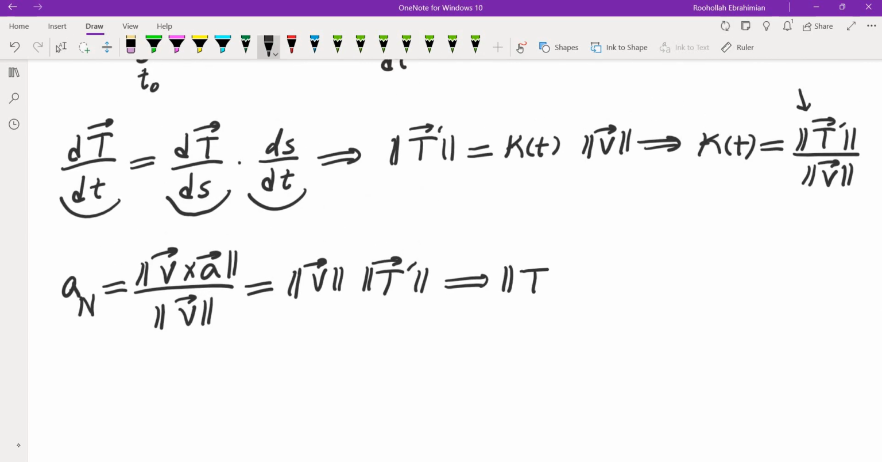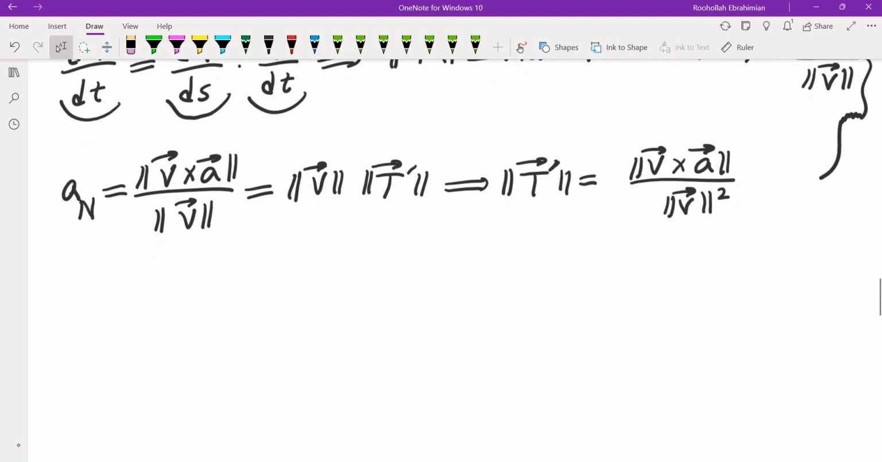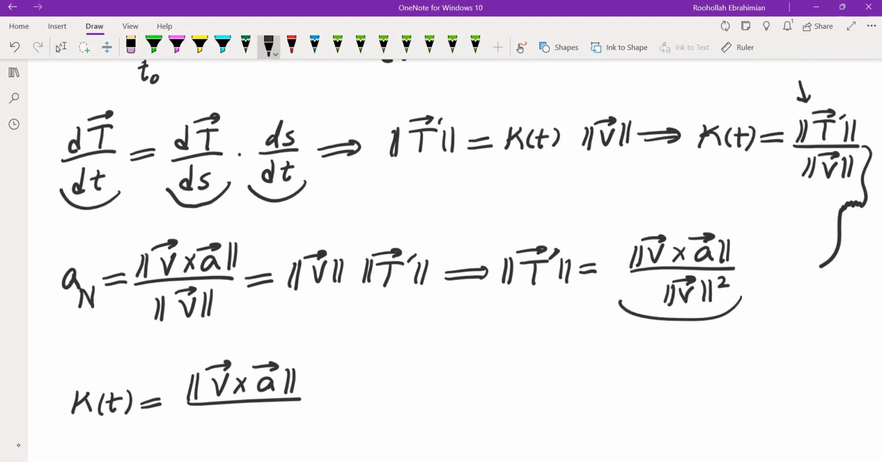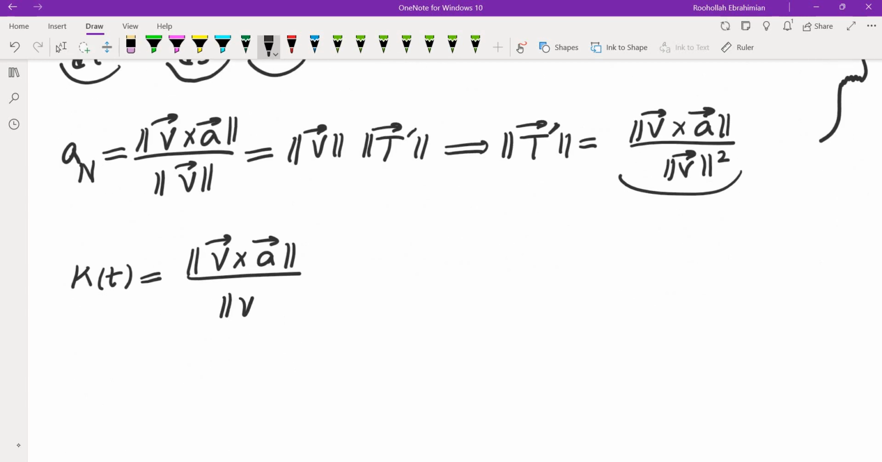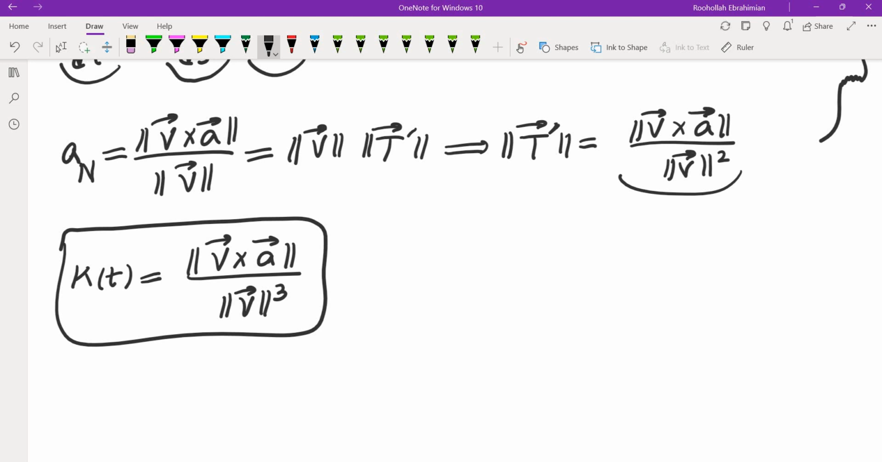So that gives us magnitude of T prime is equal to magnitude of v cross a divided by magnitude of v squared. And if we take that and plug it into the top, we get curvature is equal to magnitude of v cross a divided by, so we'll have to divide this by magnitude of v, so divided by magnitude of v cubed. So this is the curvature at any point.